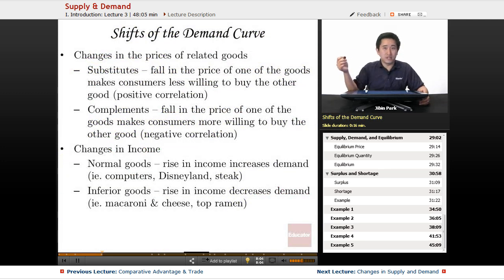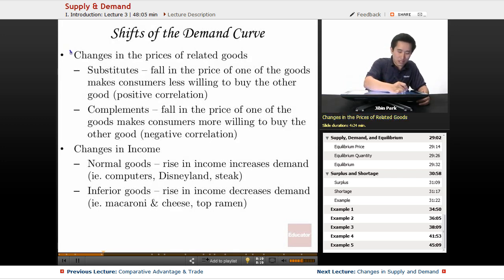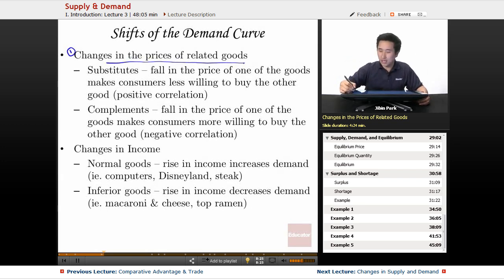So what would cause a shift in the demand curve versus a change in quantity demanded? Let's first look at what would cause a change in the entire demand curve. What would cause it to either shift to the right or to the left? The first reason is there could be a change in prices of related goods. There's two different things we're going to look at: substitutes, and then complements.